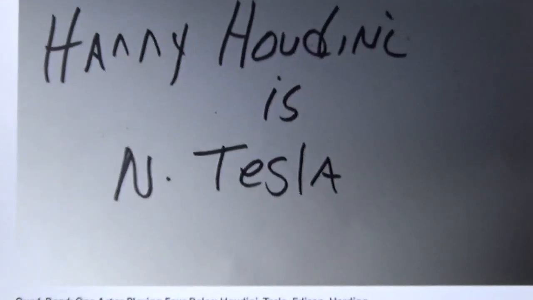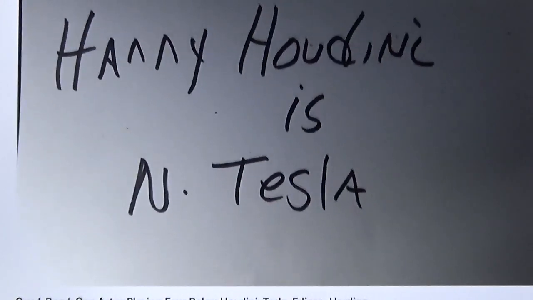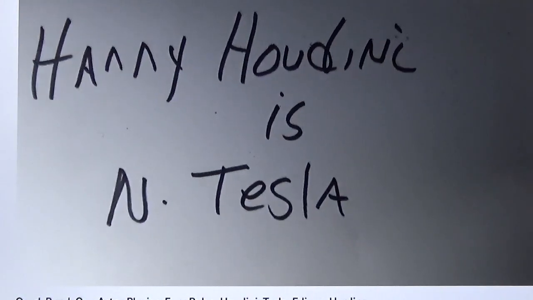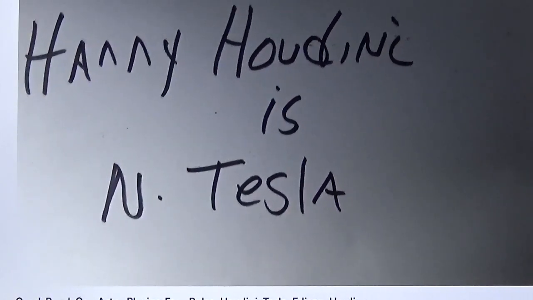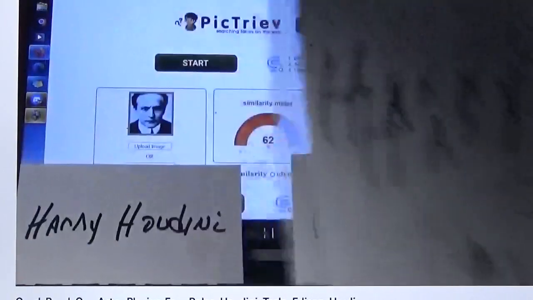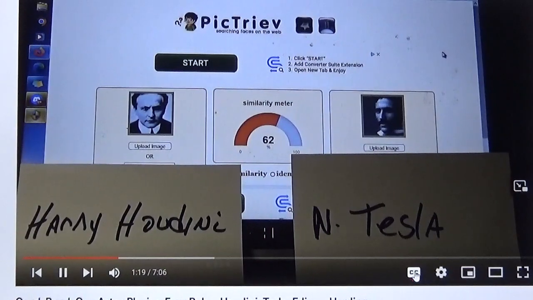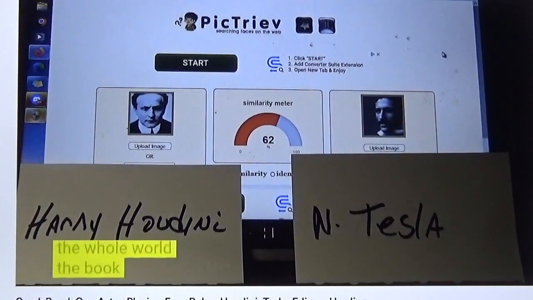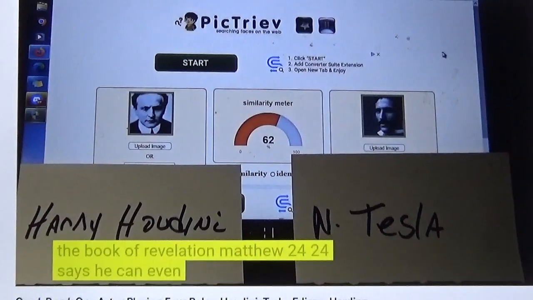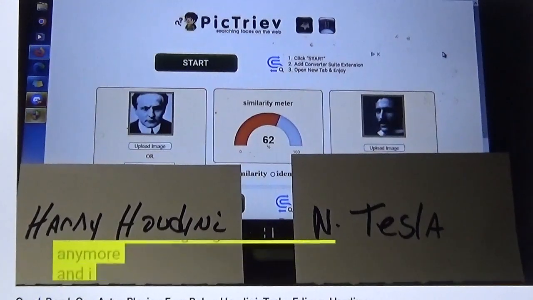All you Tesla fans, sorry to disappoint you. They're all just characters on a stage. A false history. False individuals. All of it. And that's the most difficult thing about this Hoaxology system. It's all a fraud. All. Why? Because the devil rules the world. And the people that are in power know that, so they use his power. The Bible tells us the devil can deceive the whole world. The book of Revelation, Matthew 24:24, says he can even deceive the elect. Well, this elect is not going to be deceived anymore, and I sure hope you're not deceived.